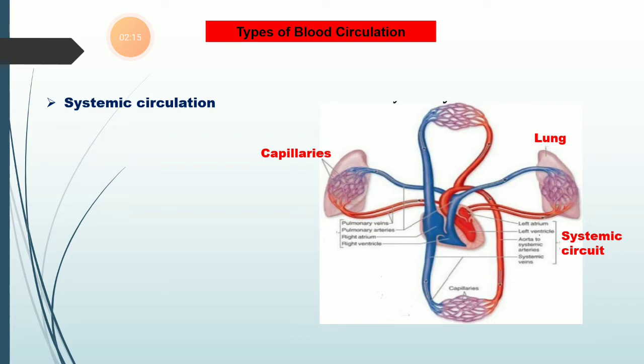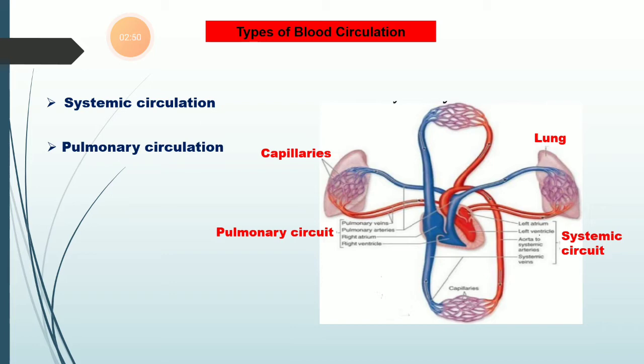Aorta carries oxygenated blood to all the organs of the body in the systemic circulation. Next one, pulmonary circulation. Pulmonary circulation includes the pulmonary veins, left atrium, right ventricle and pulmonary arteries. Pulmonary veins, pulmonary arteries and right ventricle are called the pulmonary circuit.